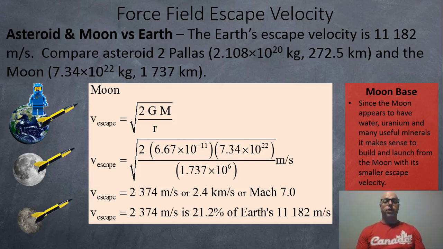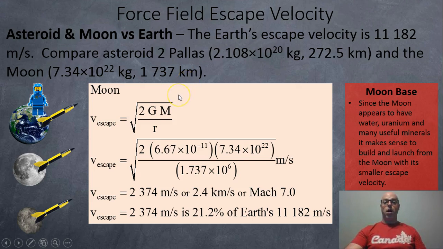So, let's compare the Earth's escape velocity to some other objects. For example, the Moon, where they want to make a moon base, and the largest asteroid that we know of at this time in 2020, which is 2 Pallas. So 2 Pallas has a mass of 2.108 times 10 to the 20 kilograms and a radius of 272.5 kilometers. The Moon has a mass of 7.34 times 10 to the 22 kilograms, and has a radius of 1,737 kilometers.